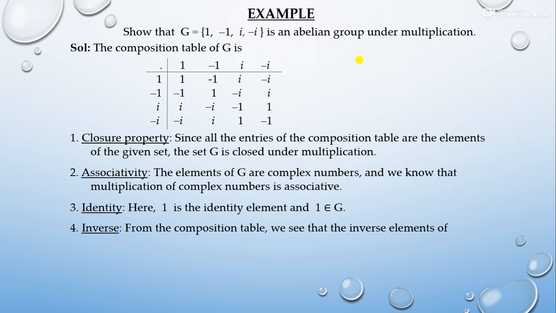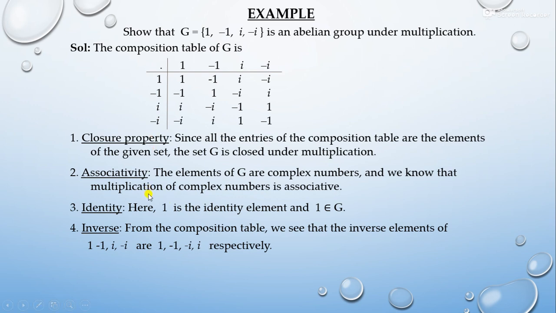Now here in the last row you can see that 1 is here, identity is here. It means that minus iota, when you multiply by iota, you will get the identity. It means that the inverse of minus iota is iota. So here 1 inverse is 1, minus 1 inverse is minus 1, iota inverse is minus iota, and minus iota inverse is iota. Clear how to find the inverse?